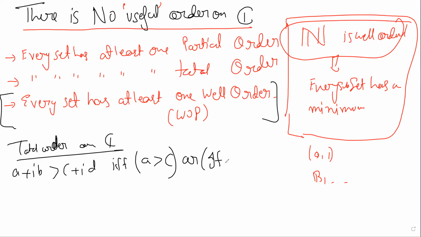It will not be very good because of this nature. Or if A is equal to C, then we compare B and D. This is obviously a total order, right? You can compare any two things in this way. This is the way numbers are compared. You can think about it, right?